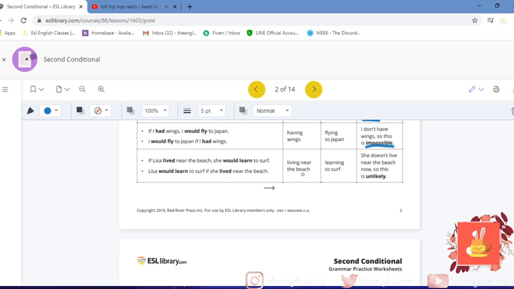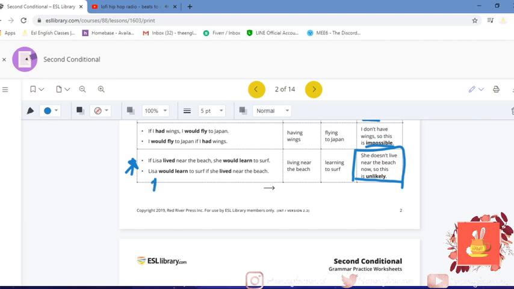So living near the beach is a condition. The outcome is learning to surf. She doesn't live near the beach now, so this is unlikely. So with this information, what makes this really unique is that you would have to know that Lisa originally doesn't live near the beach. So how you come to this explanation is you have to know beforehand as a fact that she doesn't live near the beach, right?